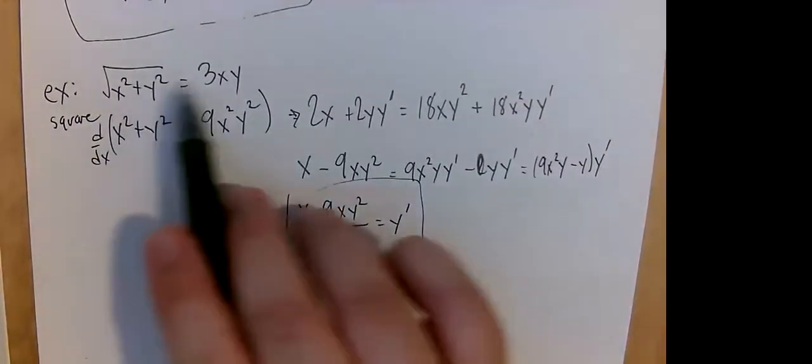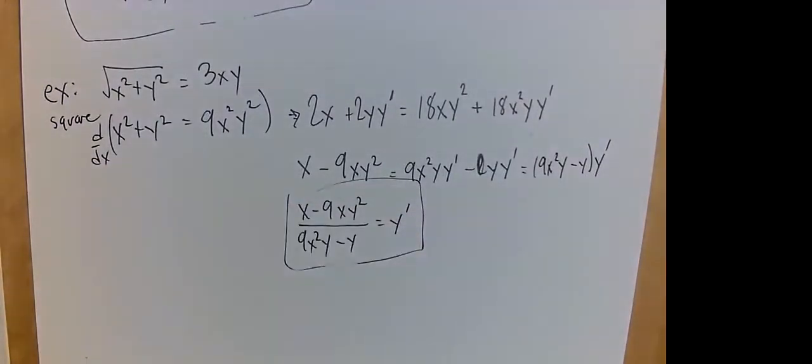Now, we probably could have also gotten y prime by differentiating the original equation. That would have been too bad, but I think it would have been more difficult than what we did.